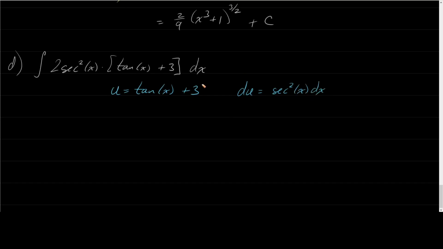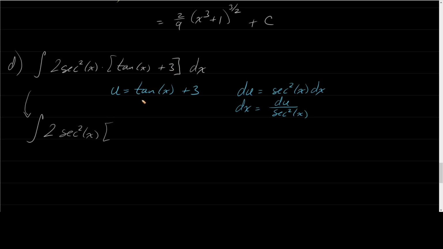The 3 goes completely away, right? We're taking the derivative, well, technically the differential. So then dx would be du over secant squared of x. So this integral now becomes the integral of 2 times the secant squared. We did not use it for our substitution.